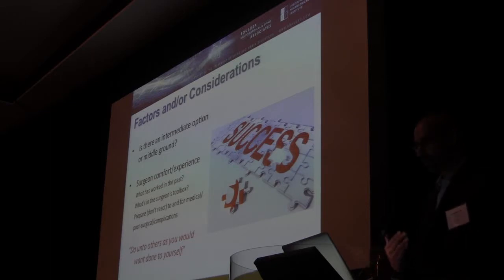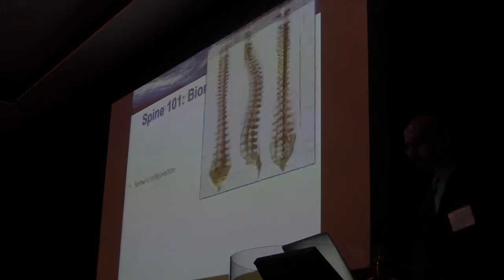And then you always want to prepare. Don't react to a medical and/or post-surgical complication. Prepare for it. Prepare for the worst and hope it goes the best, right? That's always the mantra. You always want to be prepared for the worst, and do unto others as you would want done unto yourself. Would you want to have a 6-level fusion in your back or not? If you're active, probably not. So put that into your mind and treat them as you would your family members.